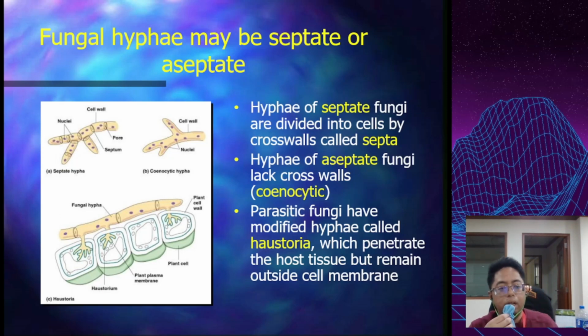Septate means that each one of these cells actually has cell walls within them, called septa. Aseptate might have more nuclei in the same space with no cell wall at all. So they are called coenocytic. Parasitic fungi have a modification on their hyphae called haustoria. In this case, their cells actually penetrate the host cell, but they remain outside the cell membrane.